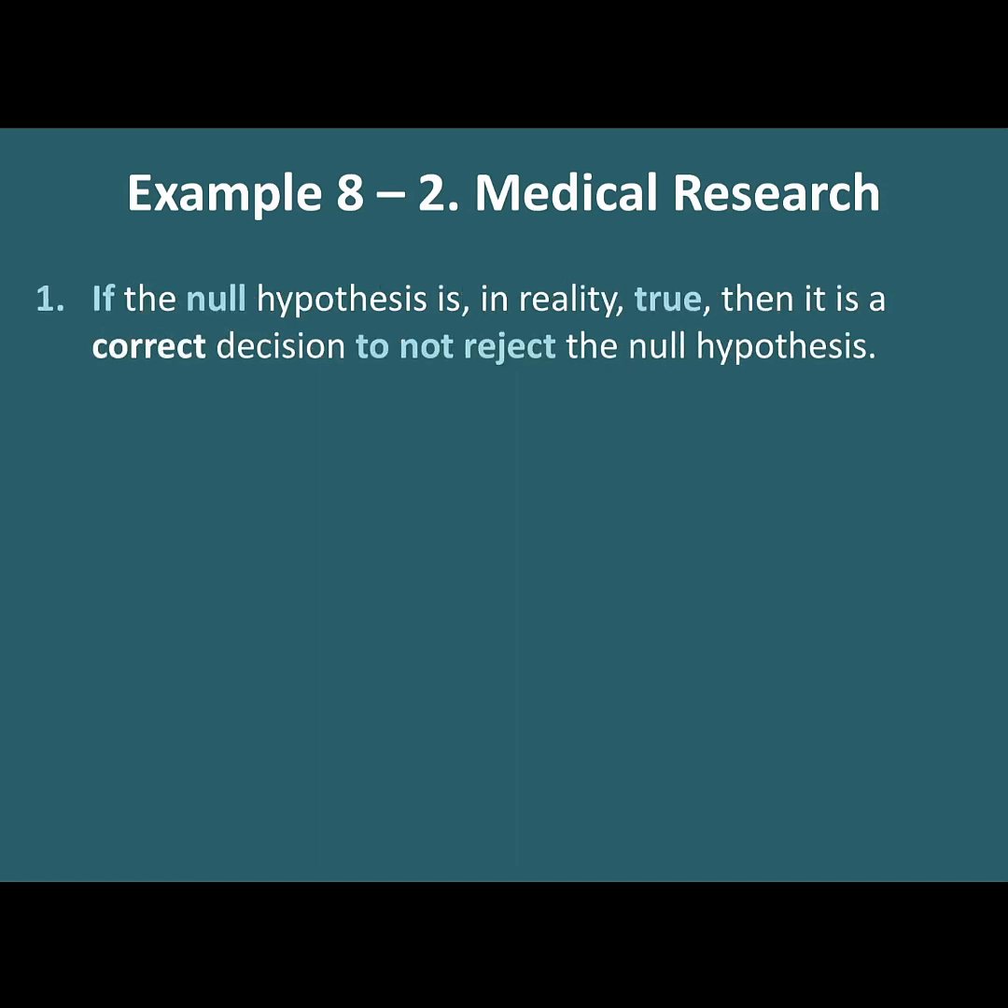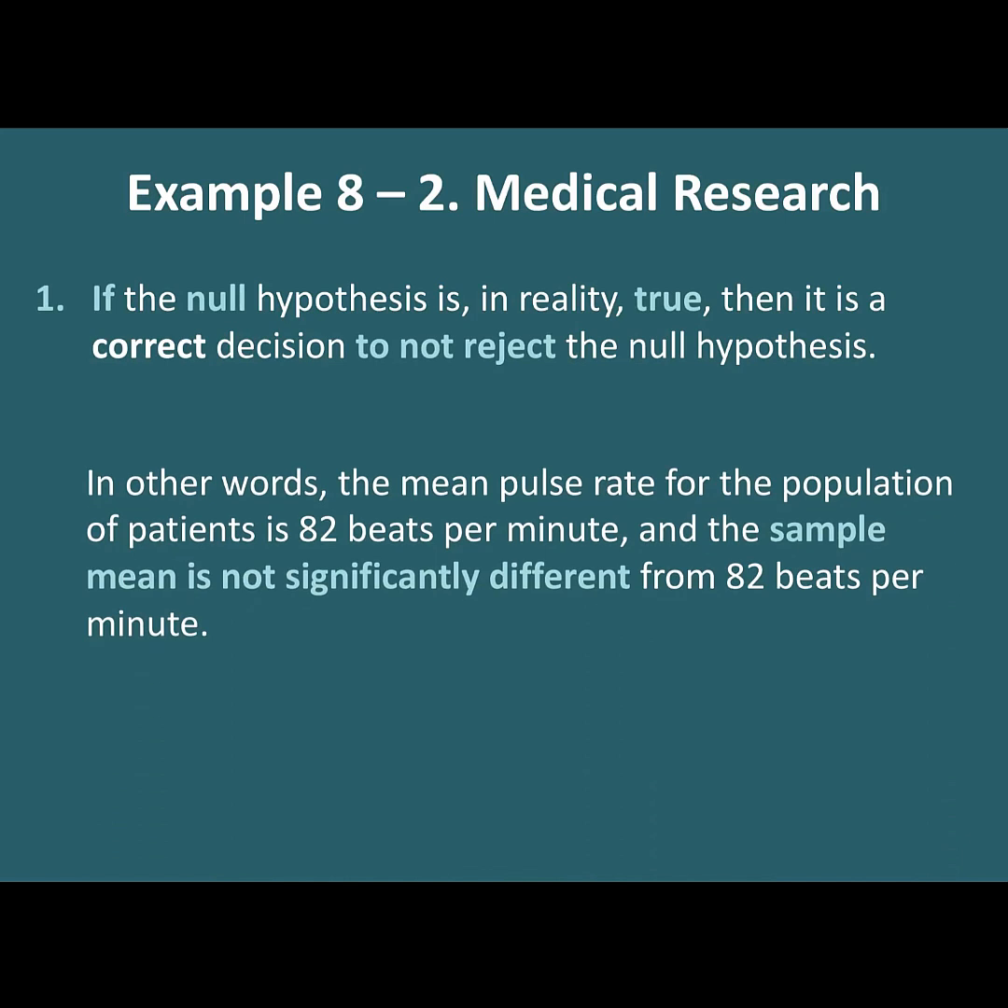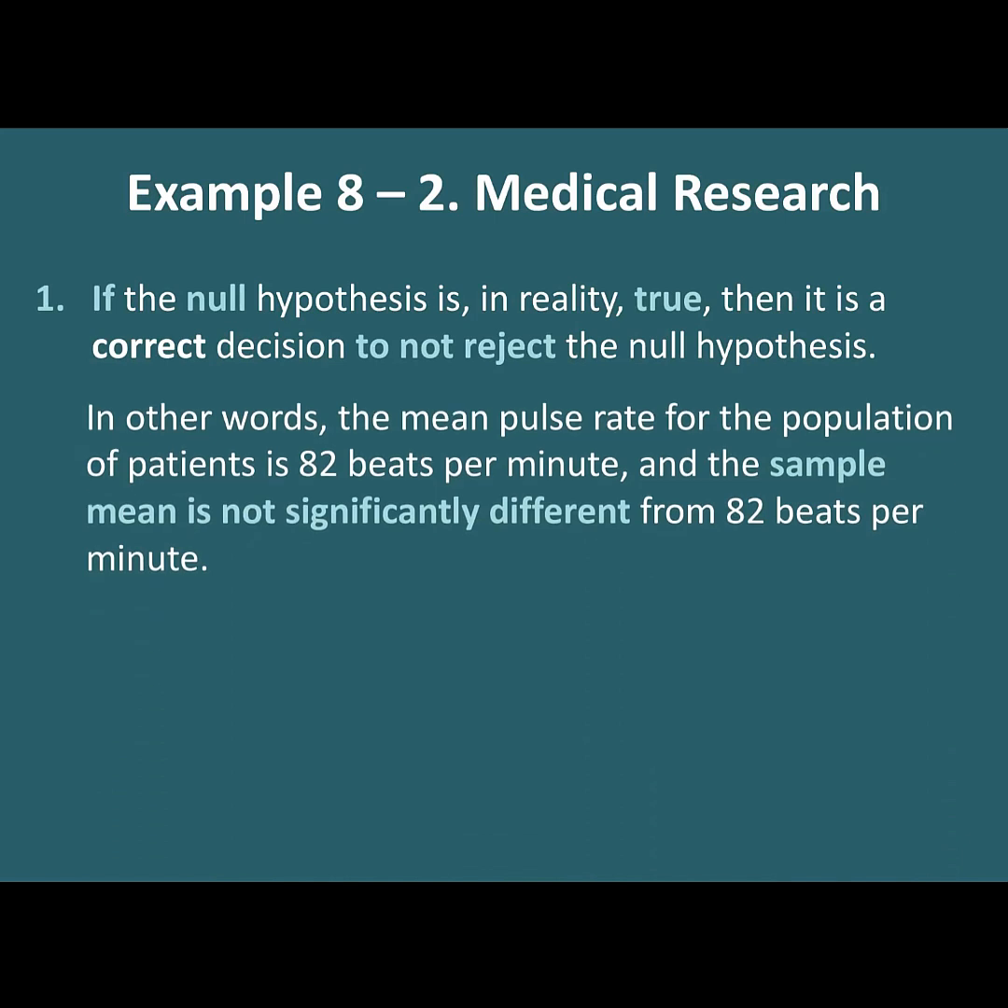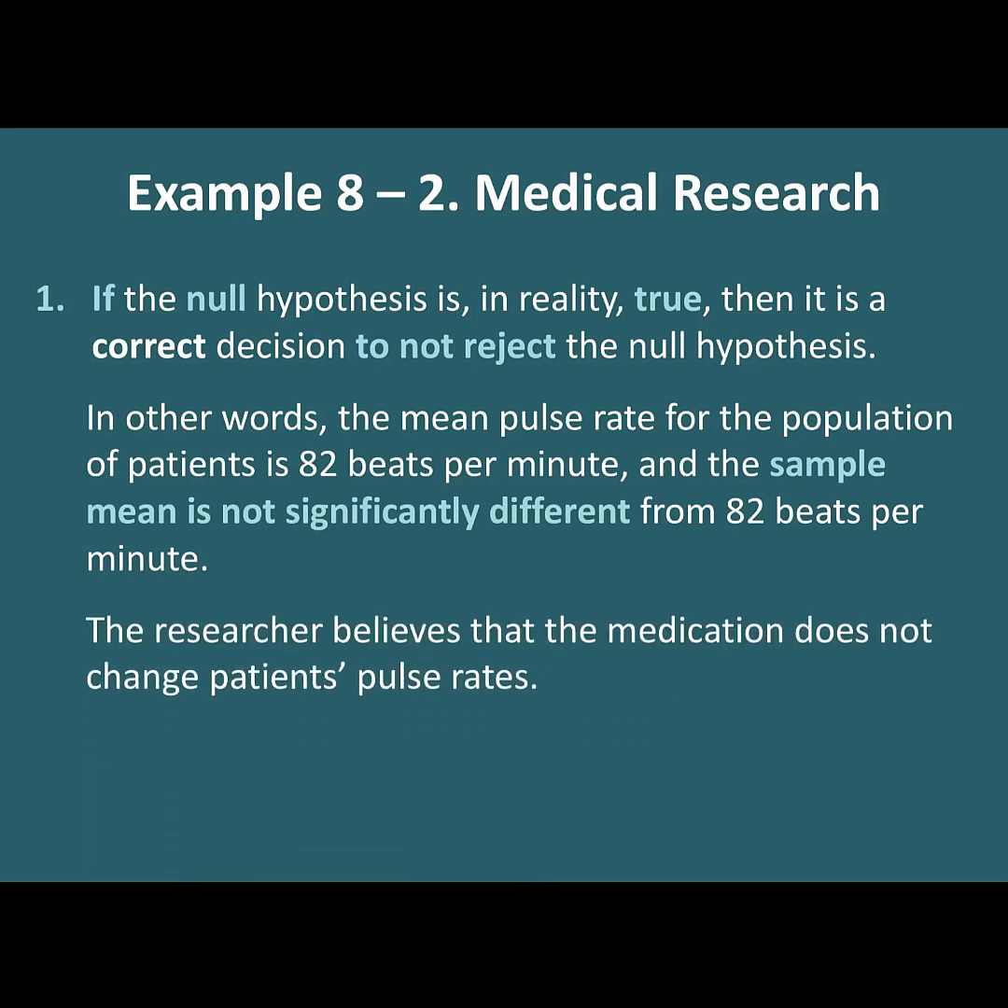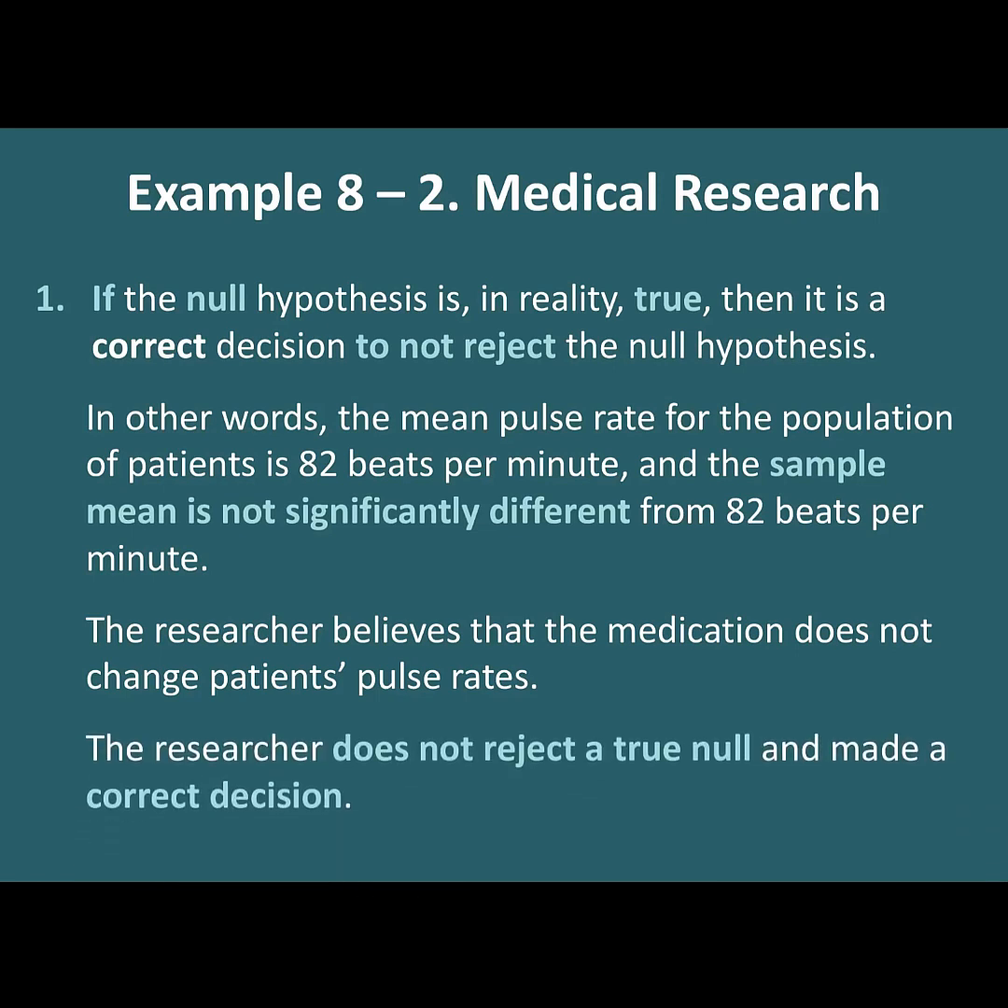First, if the null hypothesis is in reality true, then it is a correct decision not to reject the null hypothesis. In other words, the mean pulse rate for the population of patients is 82 beats per minute, and the sample mean is not significantly different from 82 beats per minute. The researcher then believes that the medication does not change patients' pulse rates. The researcher, therefore, does not reject a true null and made a correct decision.